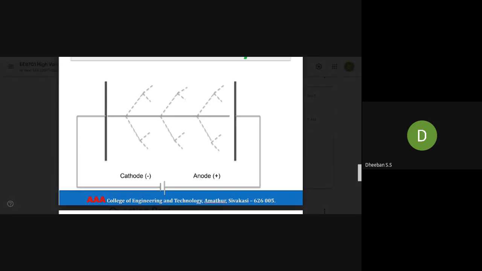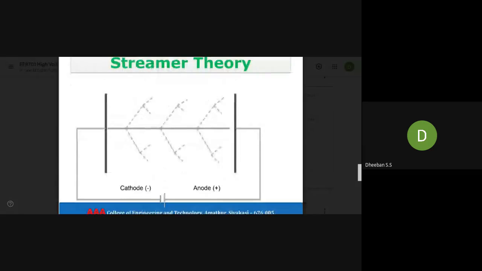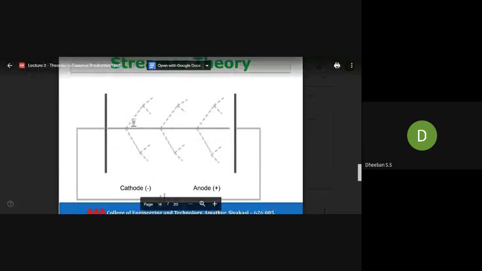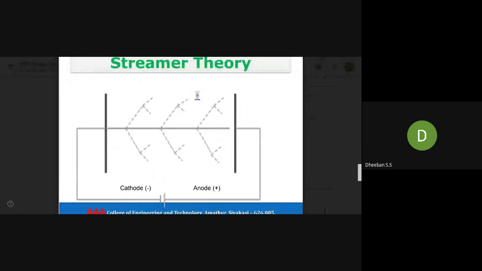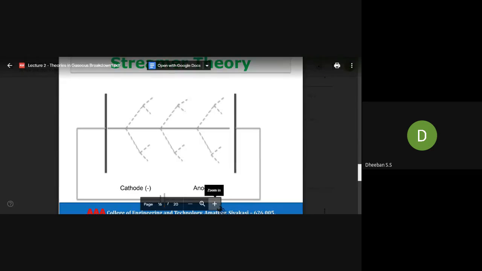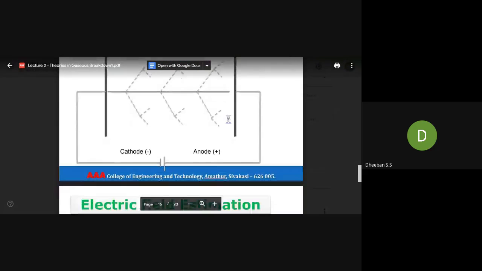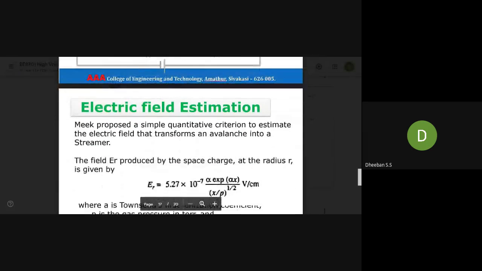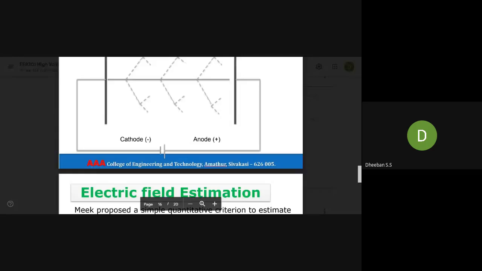Okay, so this is possible only in your non-uniform electric field. Why? Because at each point the electric field intensity will be different. So the space charge formation will lead to a particular path for the streamer. If the space charge formation in some part is higher, the streamer will move towards that path. Okay. In that fashion. So that's with respect to your streamer theory.